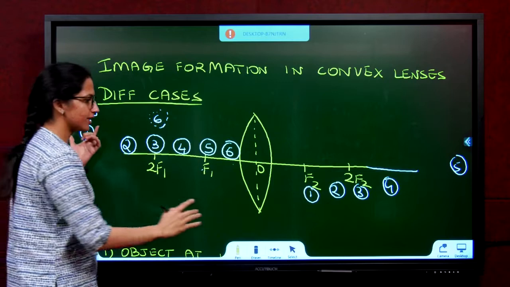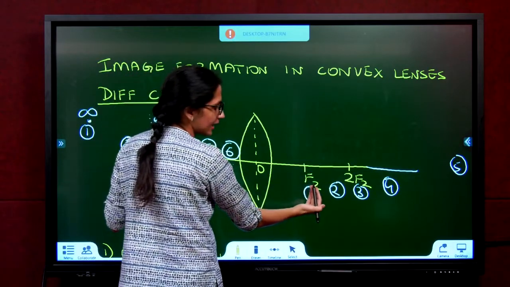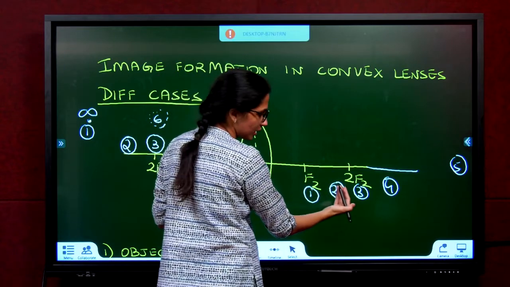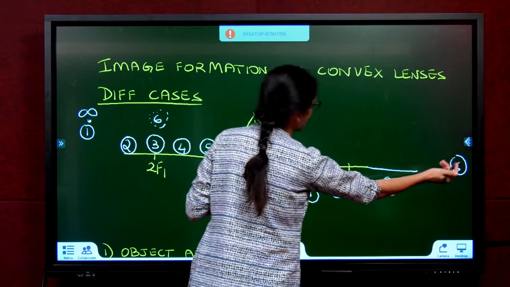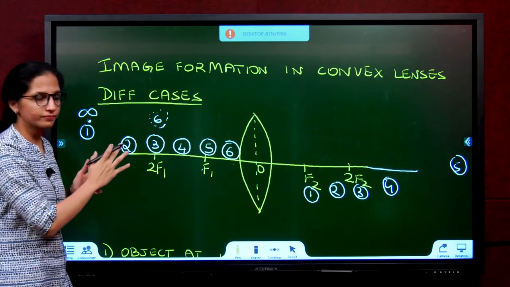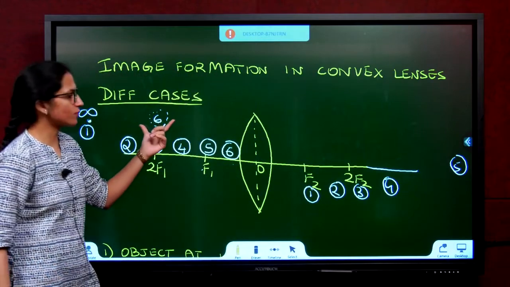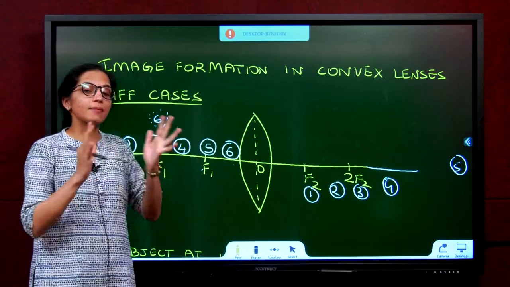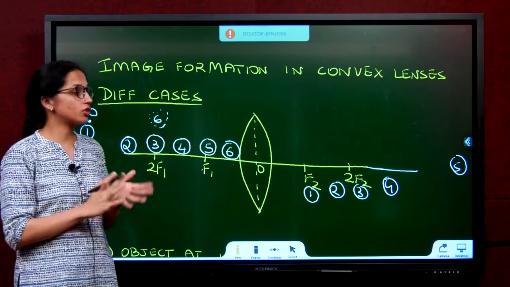Infinity, very large. The image started with point size, and slowly the size increases. Observe: point sized, diminished, same size, enlarged, highly enlarged, enlarged. All of these are real and inverted. This is the only case which is virtual and erect. This is the summary of the table given in your textbook in one single diagram. You don't have to learn it by heart, just understand it.